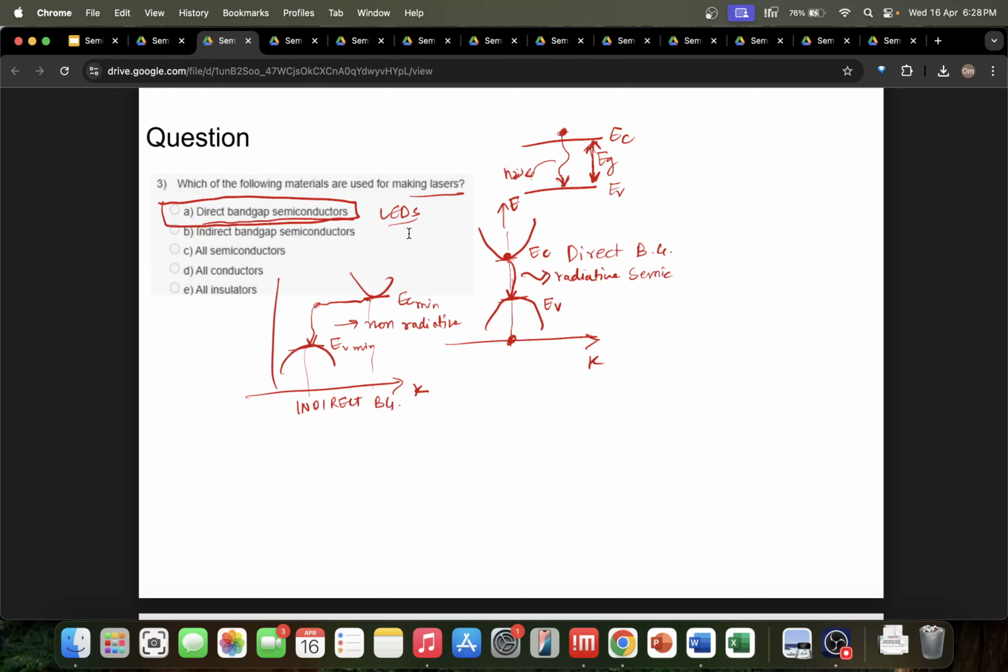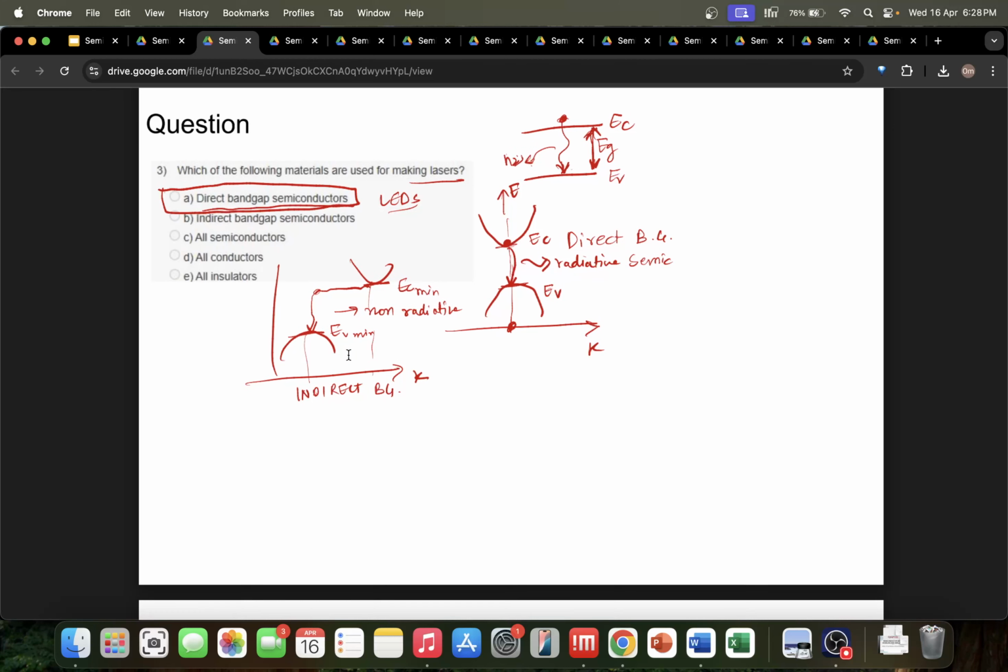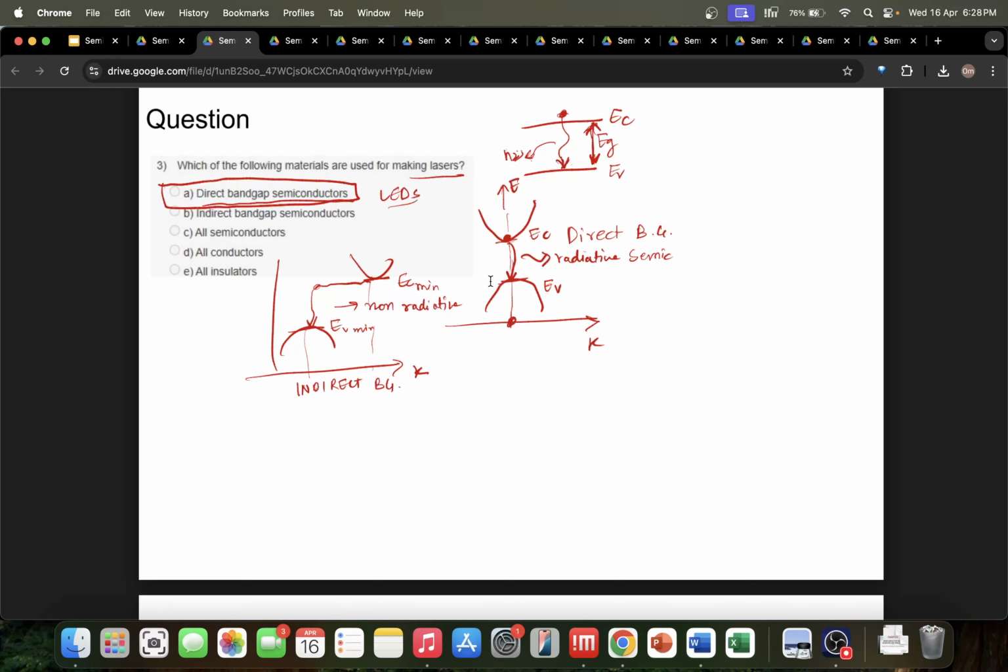We also looked at different kinds of semiconductors, direct band gap and indirect band gap, which are used for light emission, which have radiative recombination, and which do not have non-radiative recombination. So 3-5 materials have radiative recombination and silicon has non-radiative recombination. So 3-5 materials are direct band gap semiconductors which emit light.